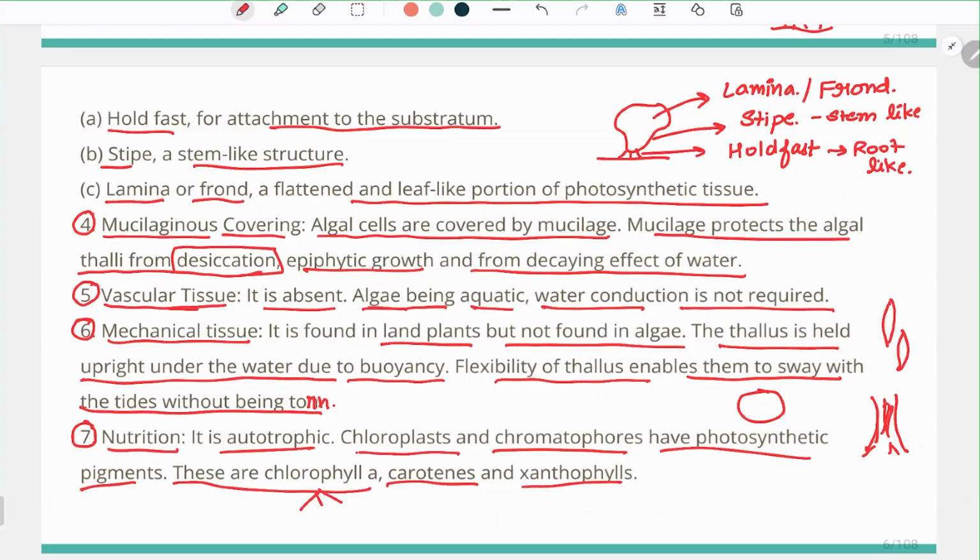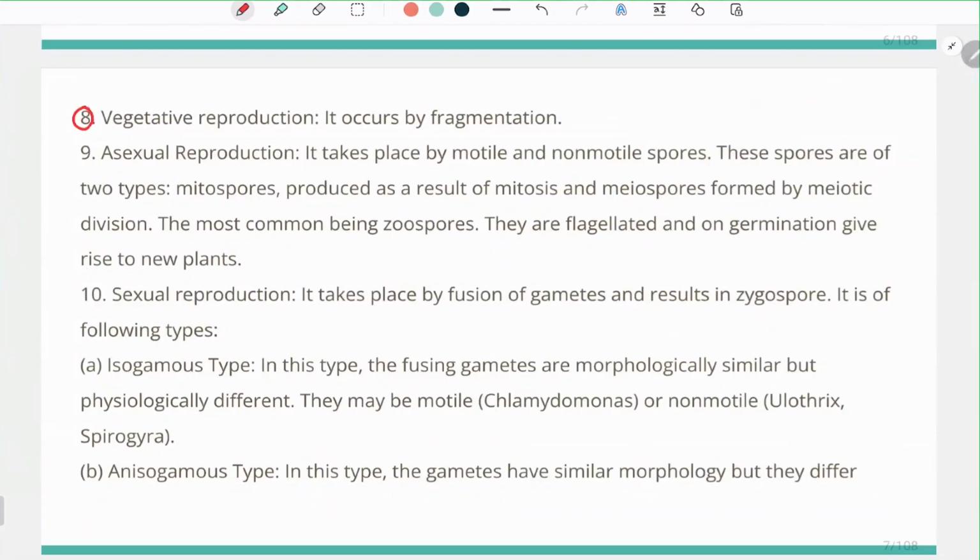So, nutrition: the algae take nutrition with the help of photosynthesis. We know that. And how does photosynthesis happen? By the help of chloroplast, chromatophores, and other pigments such as chlorophyll A, B, C, carotenoids, and xanthophylls. And eight, vegetative reproduction. It occurs by fragmentation. Fragmentation is the process in which a portion of thallus is broken off, and this will give rise to another plant, another alga. So vegetative reproduction is by fragmentation.